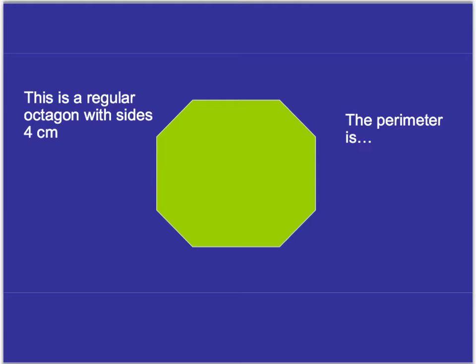This here says this is a regular octagon with sides of 4 centimeters each. That means each and every single side is 4 centimeters. So what I'm going to do is go around and label each and every single one of those sides. After I do that, I'm going to add each of those side lengths together.